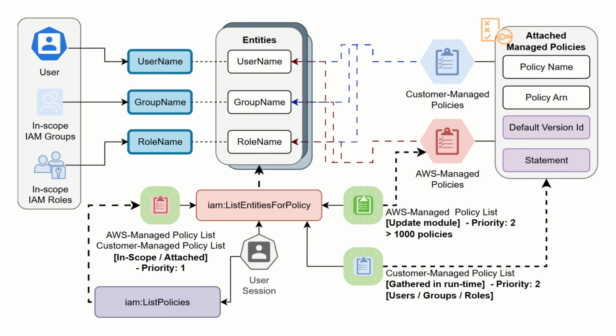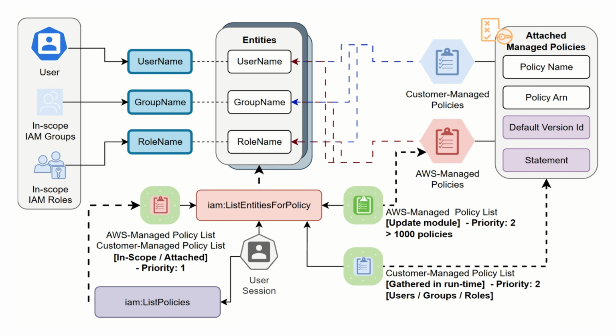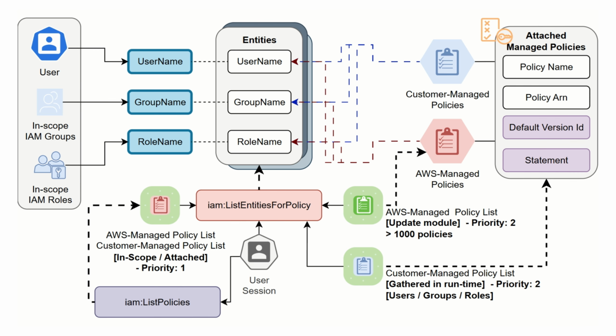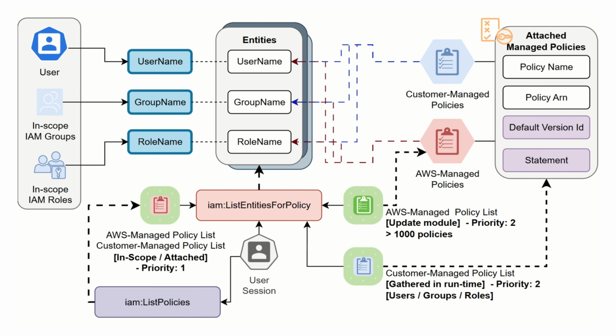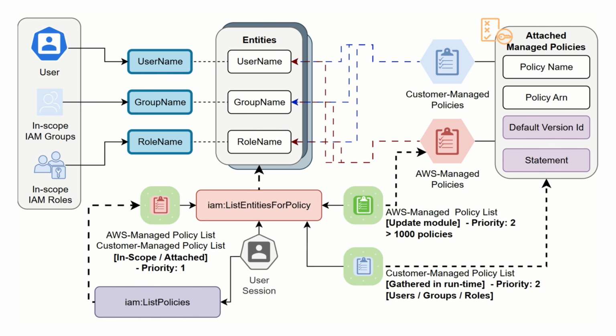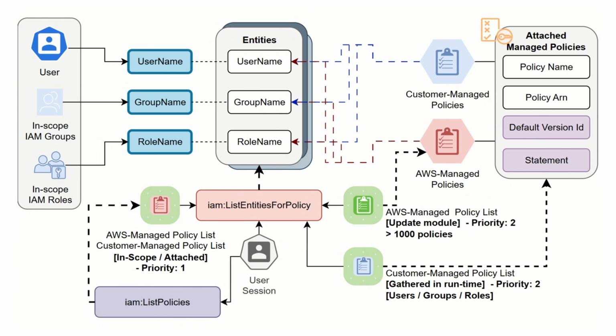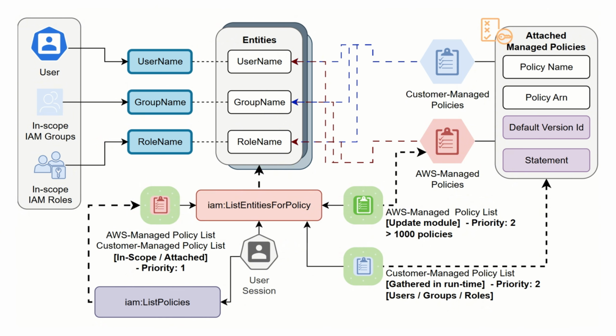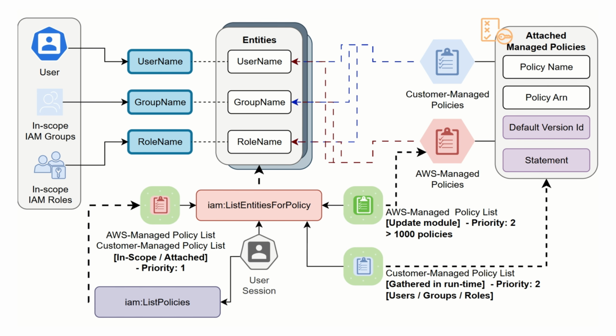To plug the gaps, SkyEye flips the telescope around and runs an inverse enumeration. The engine grabs each managed policy ARN it has discovered, customer or AWS managed, and calls IAM list entities for policy. That single API returns every user, group, and role that consumes the policy. Now, instead of asking what policies belong to this user, we're asking what users belong to this policy.